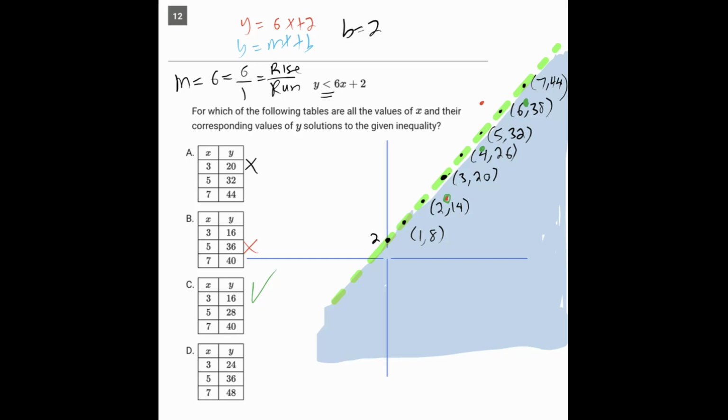And just to round this out, let's look at answer choice D. (3, 24) would be at x equals 3, and y would be higher than 20, so that would be right there. And we can easily get rid of that one. And the answer here is C.